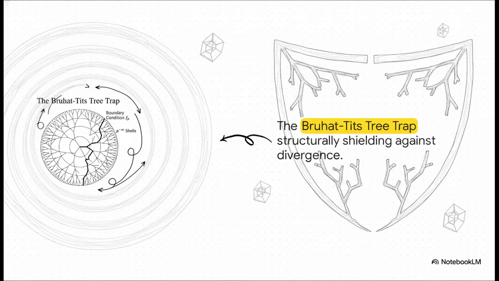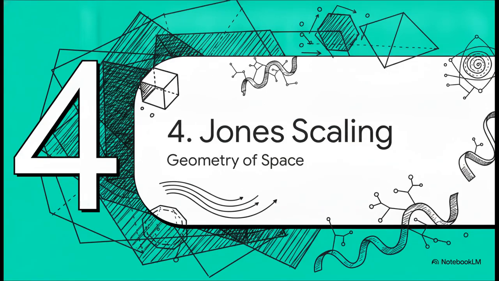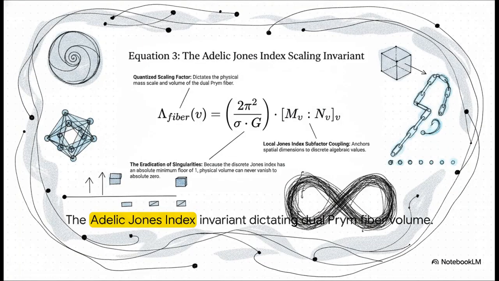It mathematically traps those wild correlation paths into discrete, stable, concentric shells branching outward on the tree. Section 4, Jones index scaling. All right, here's equation 3, the Adelic Jones index scaling invariant.